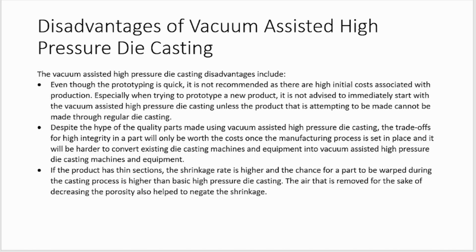If the product has thin sections, the shrinkage rate is higher, and the chance for a part to be warped during the casting process is higher than basic high-pressure die casting. The air that is removed for the sake of decreasing the porosity also helps to negate the shrinkage.